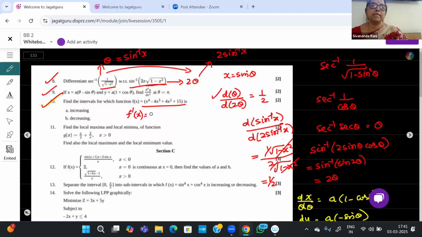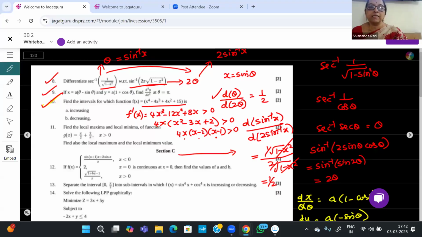First derivative. Check all of you. First derivative is 4x cube minus 12x square plus 8x. This has got to be greater than 0. But we can already see that 4x is common: x square minus 3x plus 2. So 4x into, we can factorize this further. Always remember here, it's a cubic, so you are having 3 factors and therefore 3 roots arise.